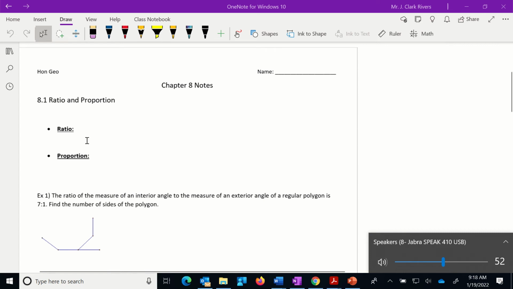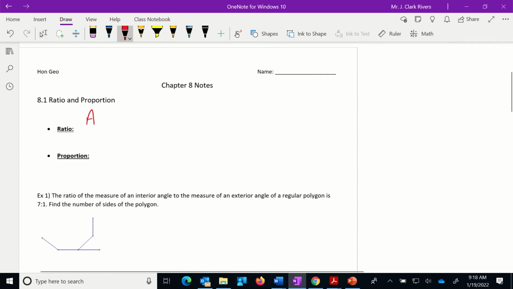First off, we're going to talk about ratios. What is a ratio? It's a quotient of two numbers. Now, what does the word quotient mean? If it were sum, it would mean addition. So quotient means division, right?